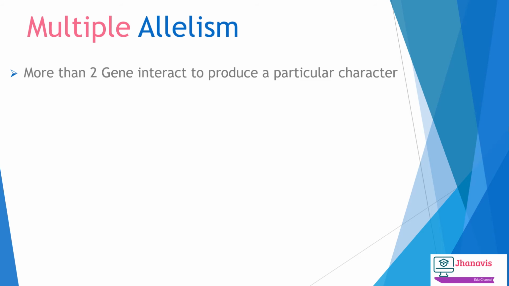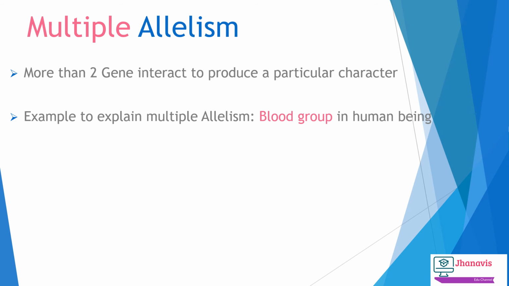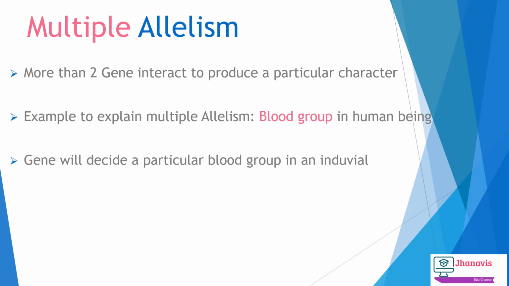So, the best example to explain multiple allelism is the blood group seen in human beings. We all know that the blood group of an individual will be either A, or B, or AB, or O. Any one of these will be present in a human being. But how is the blood group produced in an individual, how is it characterized? Remember, the blood group is decided with the help of the gene called gene I.